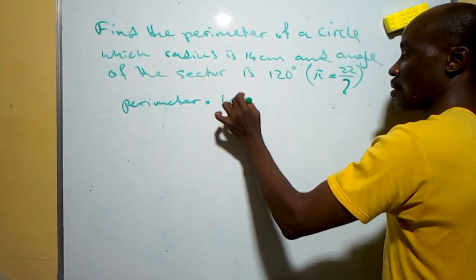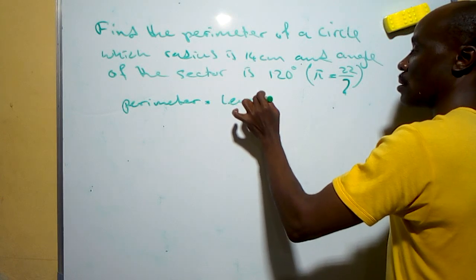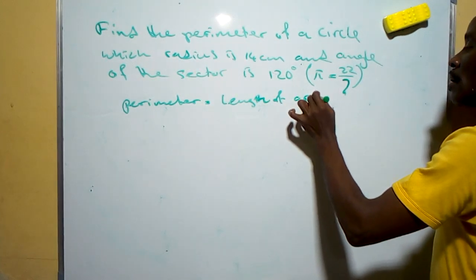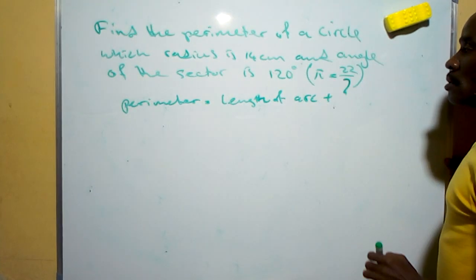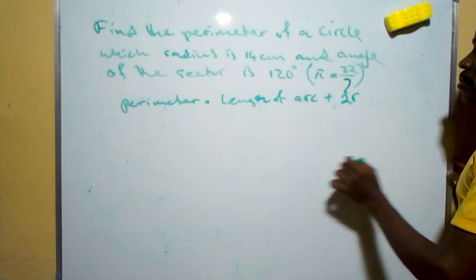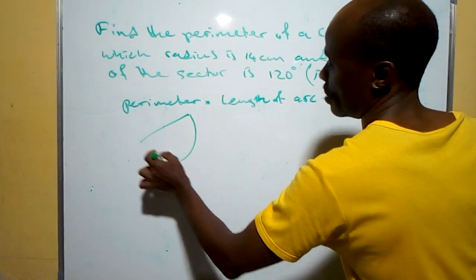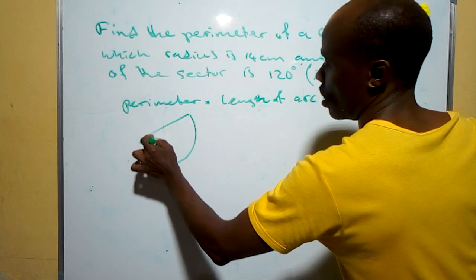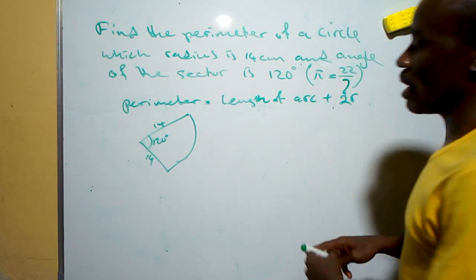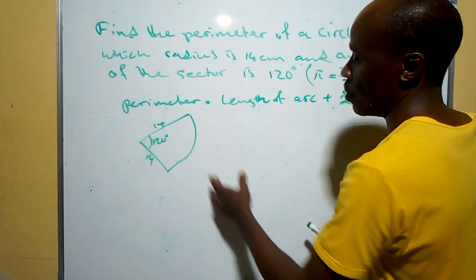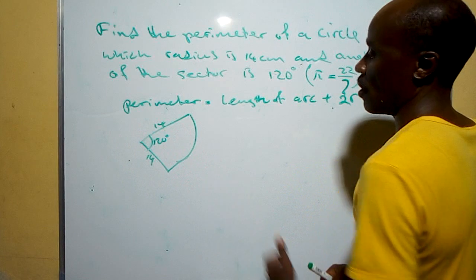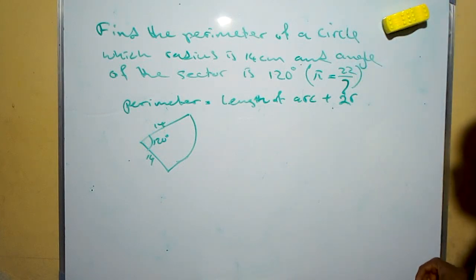the length of the arc plus the two radii, because it will look something like this. This angle is 120 degrees, here is 14, here is 14. Now the perimeter has to do with all these sides. So the length of this arc added to the other two will give us the perimeter of this very one. So the first thing we do here is to get the length of the arc.